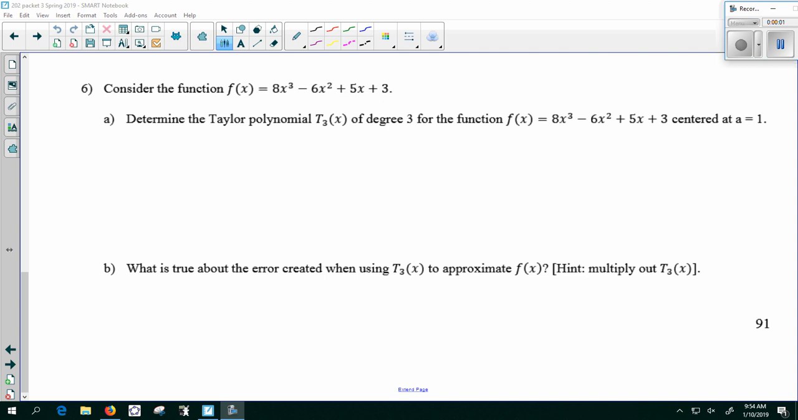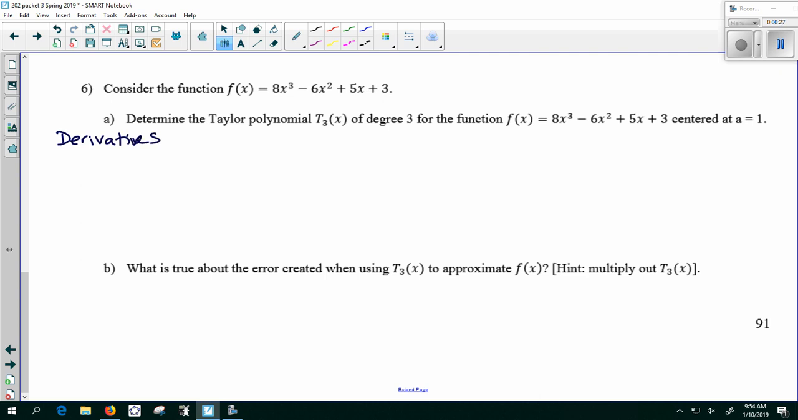All right, so we're looking at this polynomial, f of x equals 8x cubed minus 6x squared plus 5x plus 3. And we are supposed to determine the Taylor polynomial, T3, of degree 3 for that function, centered at a equals 1. So we have a little chart that we like to use for these to organize our work. So I'm just going to start writing those down.